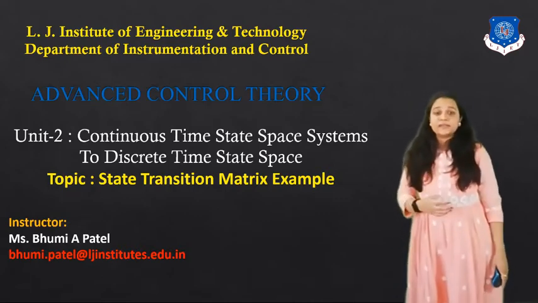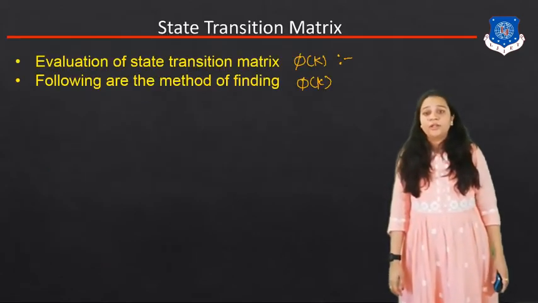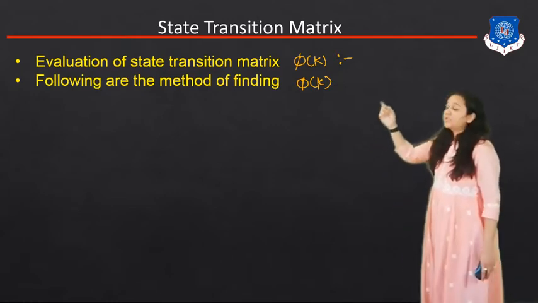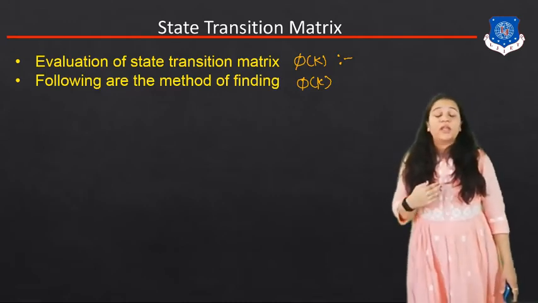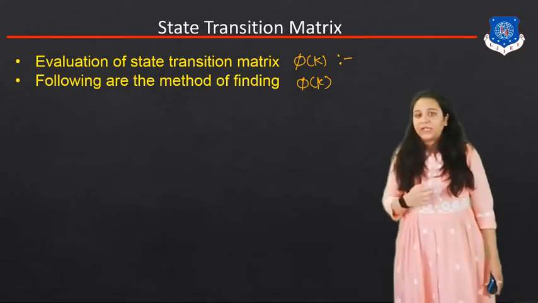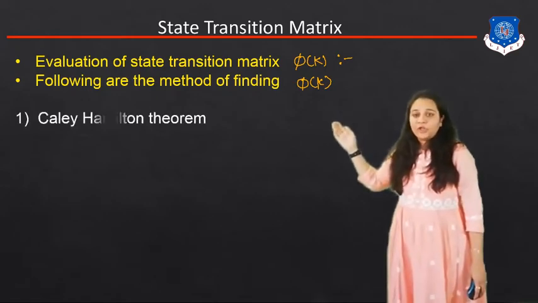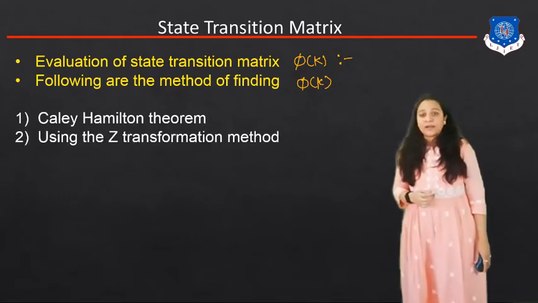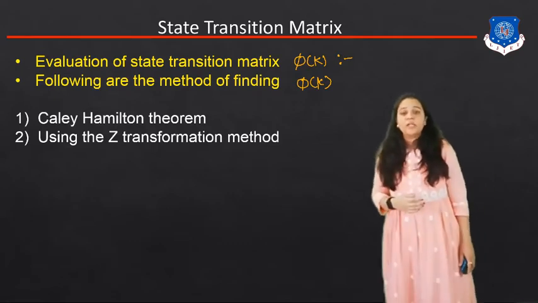In the last session, we studied what the state transition matrix is. The state transition matrix is known as phi k. We can use different methods to find the value of phi k. The first one is the Cayley-Hamilton theorem, and the second one is the Z transformation method. We will study them one by one.